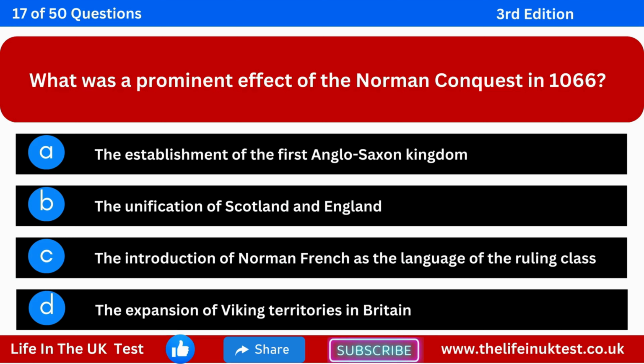What was a prominent effect of the Norman conquest in 1066? Option A: the establishment of the First Anglo-Saxon Kingdom. Option B: the unification of Scotland and England. Option C: the introduction of Norman French as the language of the ruling class. Option D: the expansion of Viking territories in Britain.